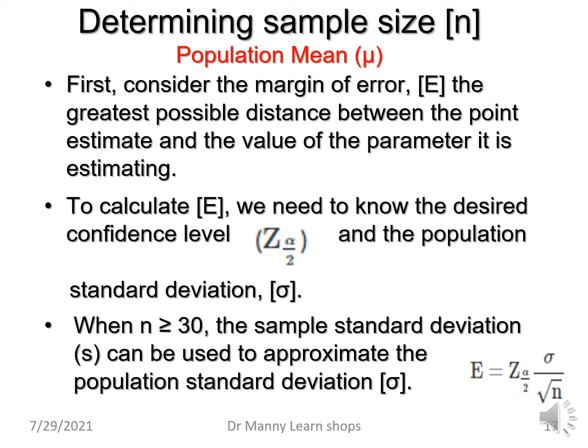So determining the sample size in the population mean, first consider the margin of error. And this is the greatest possible distance between the point estimate and the value of the parameter it is estimating. To calculate the margin of error, we need to know the desired confidence level and the population standard deviation. When the sample size is greater than or equal to 30, the sample standard deviation can be used to approximate the population standard deviation.